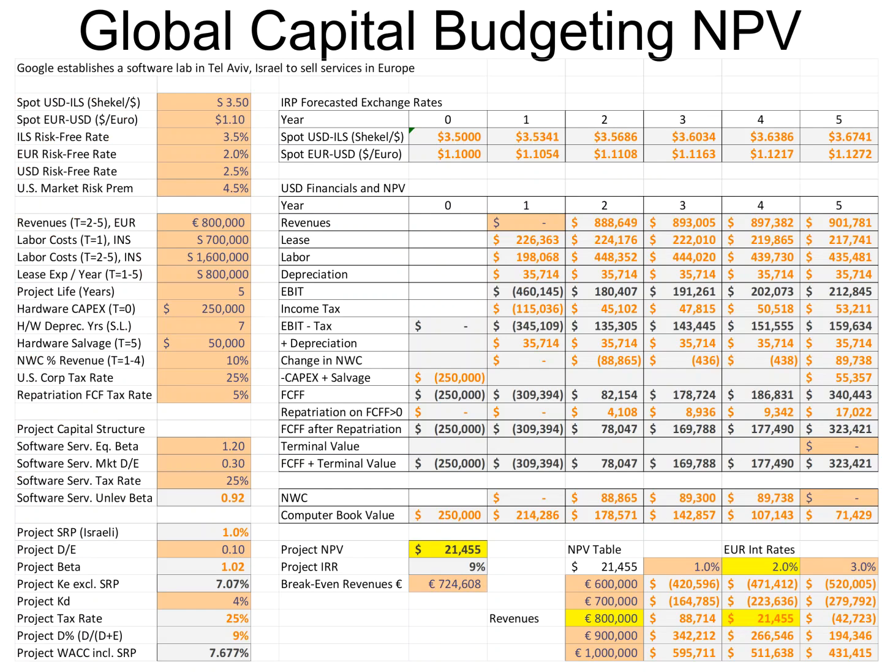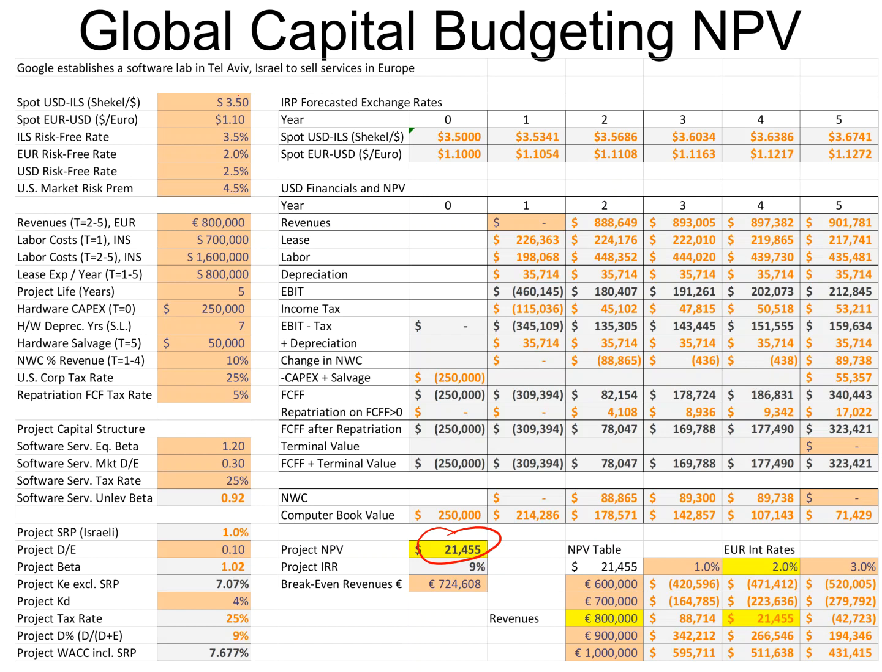So we're going to go through this spreadsheet. I'm going to crawl through it. Let me talk about all the assumptions, and then we'll crawl through the spreadsheet and see how I came up with this NPV of $21,455. This project is one I made up. Google establishes a software lab in Tel Aviv, Israel, to sell services in Europe. It's going to be a 5-year finite life project, so there's not going to be any terminal value associated with it. And here are the assumptions.